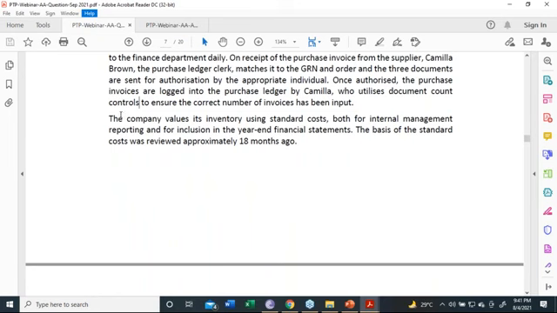Okay, one easier one. You have got 60 seconds. All of you, please read this one. This is a very easy one. I'm leaving it for you. The company values its inventory using standard cost, both for internal management reporting and for inclusion in the year-end financial statement. The basis for a standard cost was reviewed approximately 18 months ago. What's the deficiency here? Can you tell me what's the deficiency here?